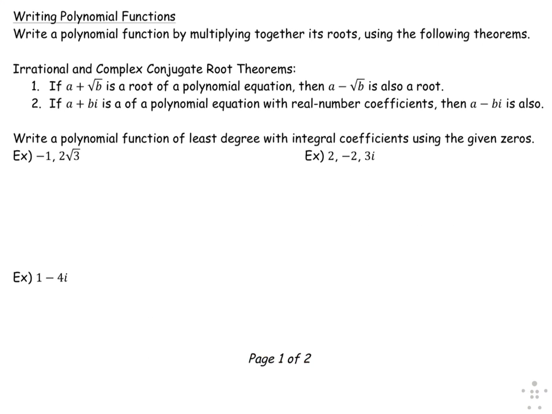So here we have writing polynomial functions. Please note that we have 2 theorems, the irrational and complex conjugate root theorems. This comes from the quadratic formula. So whenever you take in the quadratic formula, the positive and negative square root means that anything with the square root is always going to come in a pair, both in a positive and a negative case, hence the word conjugate.